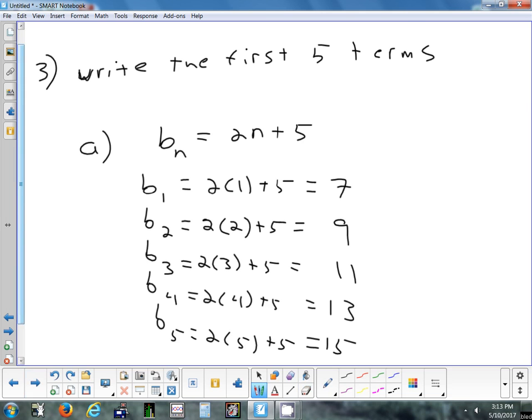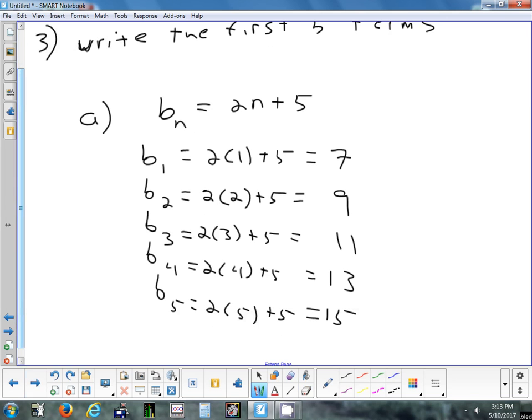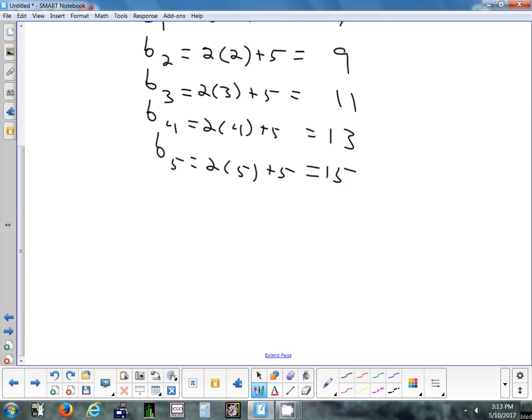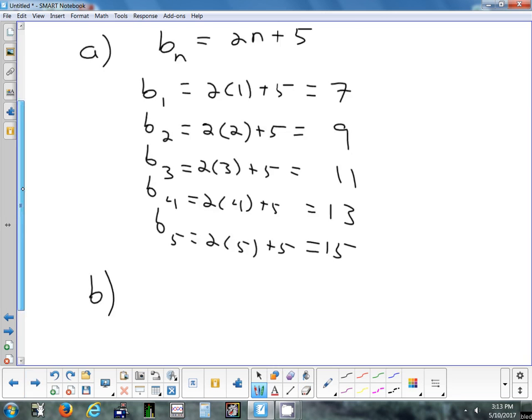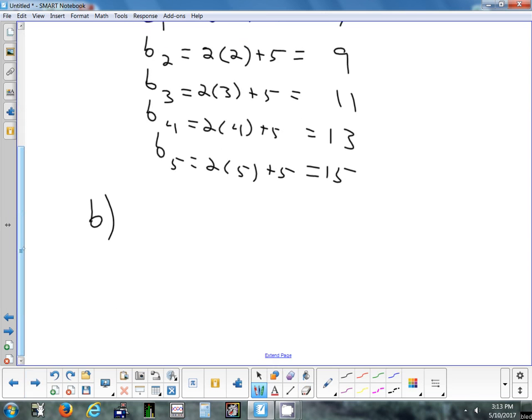Okay, so that's the first 5 terms using an explicit formula. The other type I'm going to give you, what's the other type besides explicit? Recursive. So let's call this sequence C.